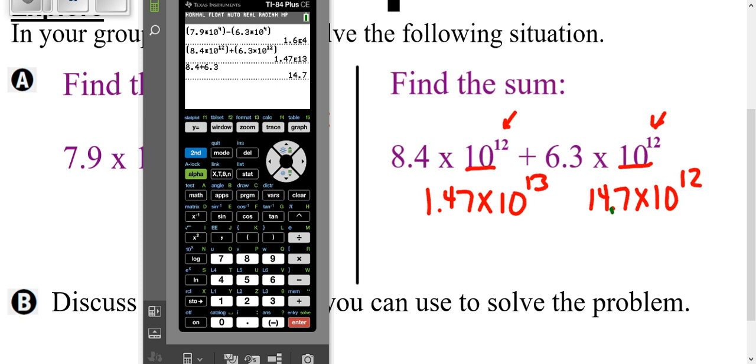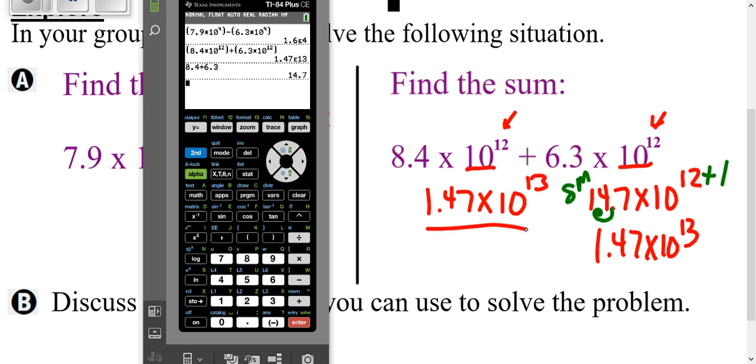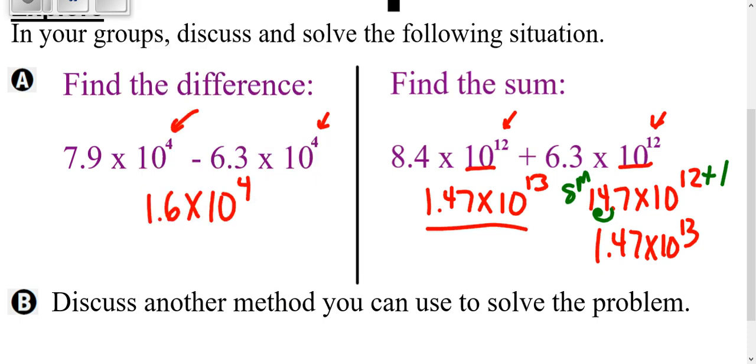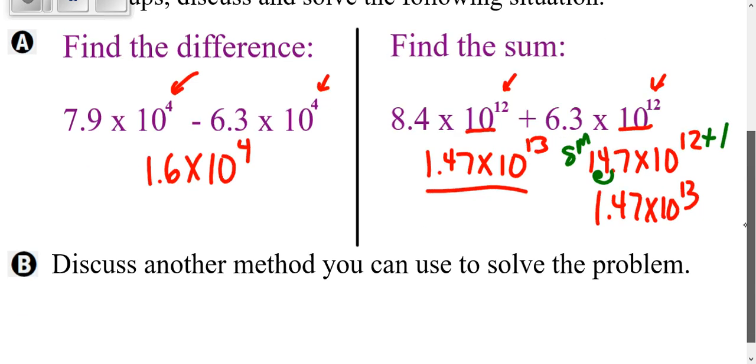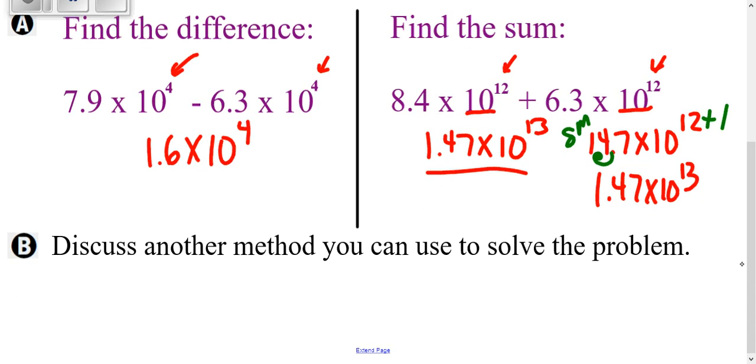You have to move this decimal one over to the left to make it smaller by 1, but then you have to make this larger by 1. All right, so you would have 1.47 times 10 to the 13th, and that's how the calculator already figures that out for you, and that's why you always use the calculator in these methods. Basically, that's it. Discuss another method you could, who cares?